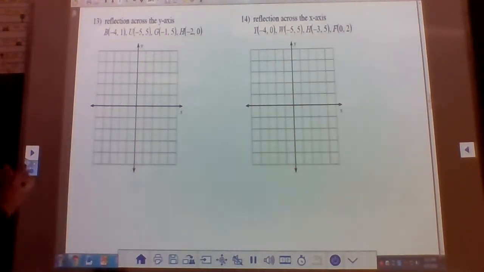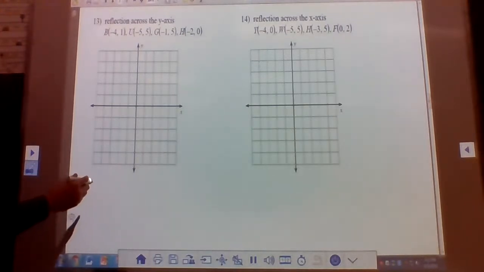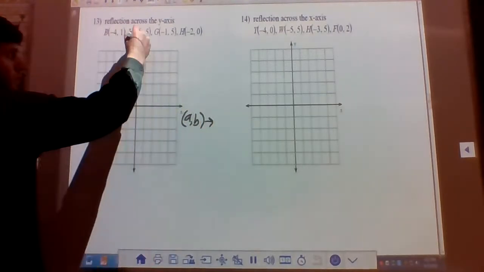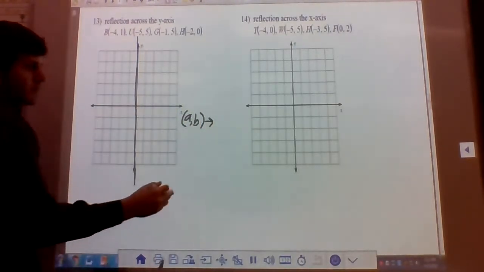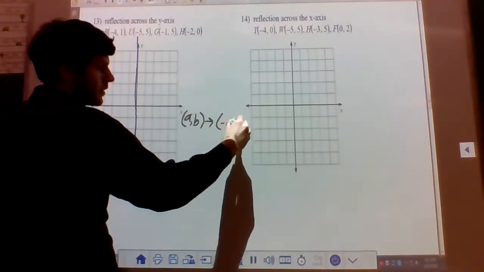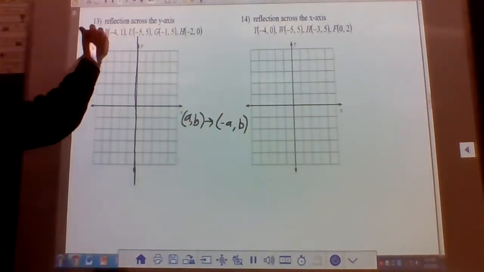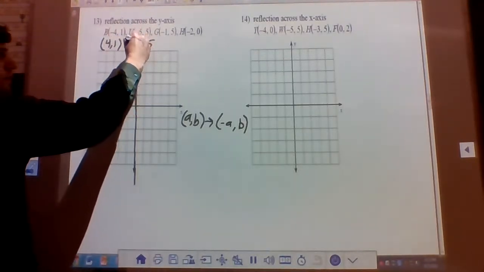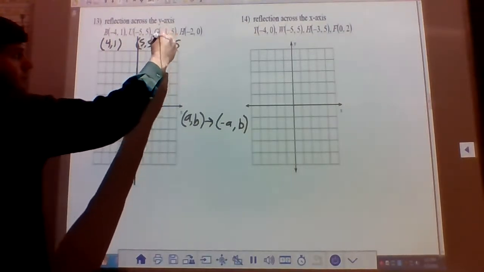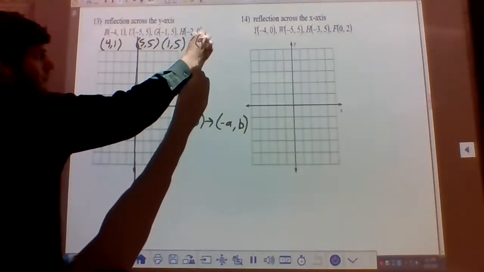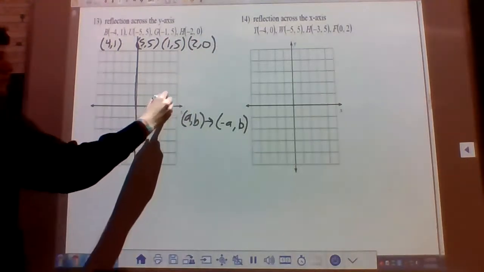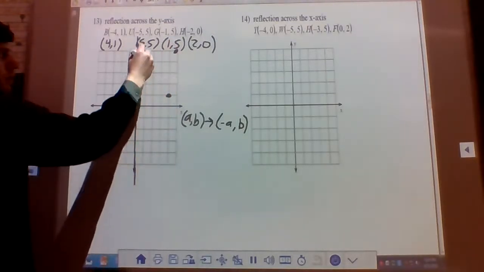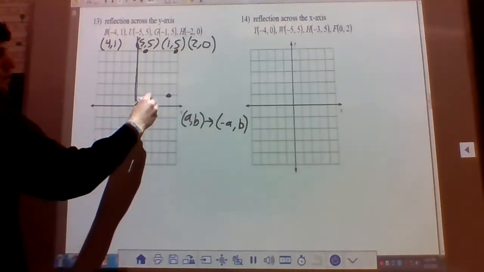Okay, and we already know our new points. So our formula is (a, b) reflecting across the y-axis. So (a, b) is going to go to (-a, b). So we can already find our new points. B prime is going to be (4, 1). U prime is going to be (5, 5). G prime is going to be (1, 5). And H prime is going to be (2, 0). So we can just plot those points. (4, 1), (5, 5), (1, 5), and (2, 0).